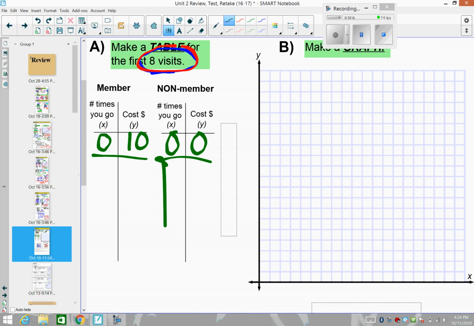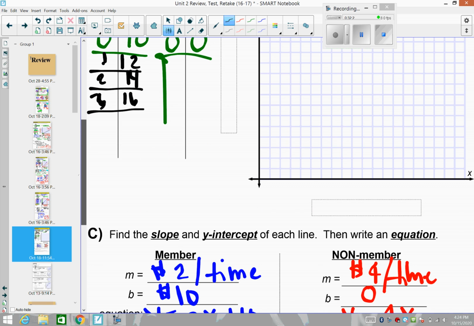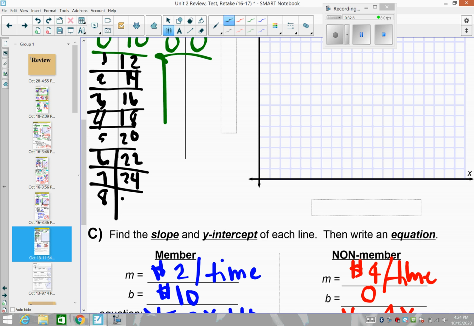Okay. So each time a member goes, remember they're paying $2. Each time a non-member goes, they're paying $4. So just keep that in mind as we work. So $2 every time you go. Work it all the way to 8. So each time we go is $2. So I'm coming up with that 8 visits would be $26.